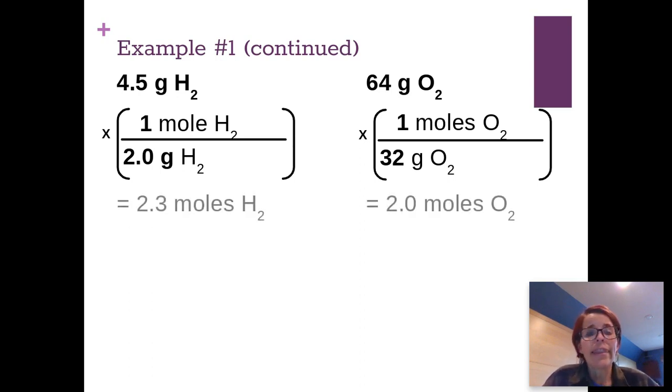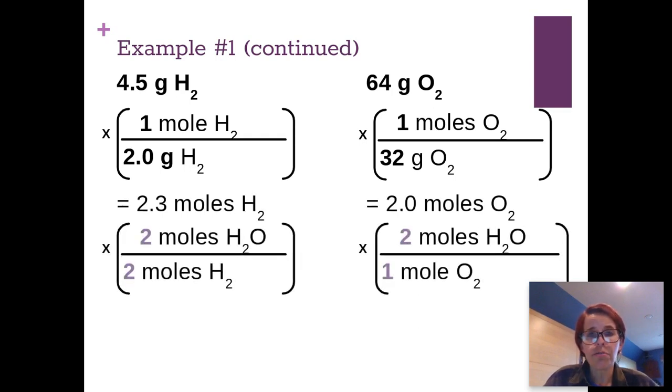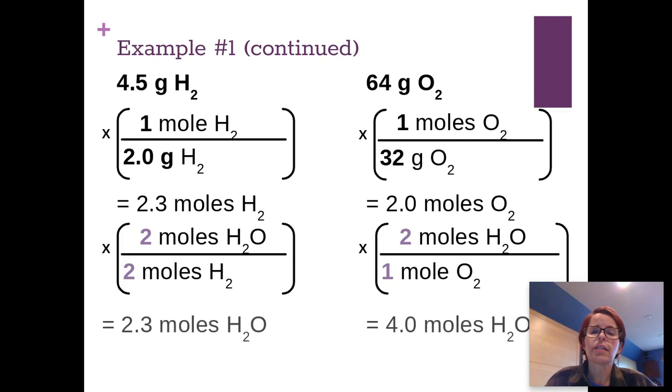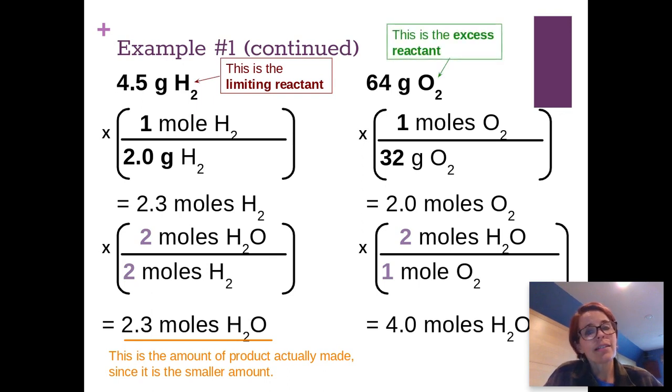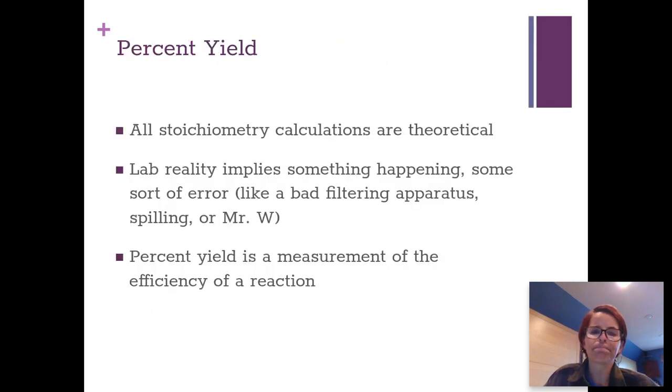And then we need to do the mole to mole ratios. And that will give us the amount of the product. So on the left, we see that we produce 2.3 moles of water with the amount of hydrogen that we were given. And on the right, we see we produced 4 moles of water. So which one was the limiting reactant and which one is the correct amount that we would actually produce? Well, the 2.3 moles is the one that we would actually produce because we will have run out of hydrogen. So that means hydrogen was the limiting reactant. And that means that the oxygen is the excess reactant. It means we have it left over at the end of the problem.